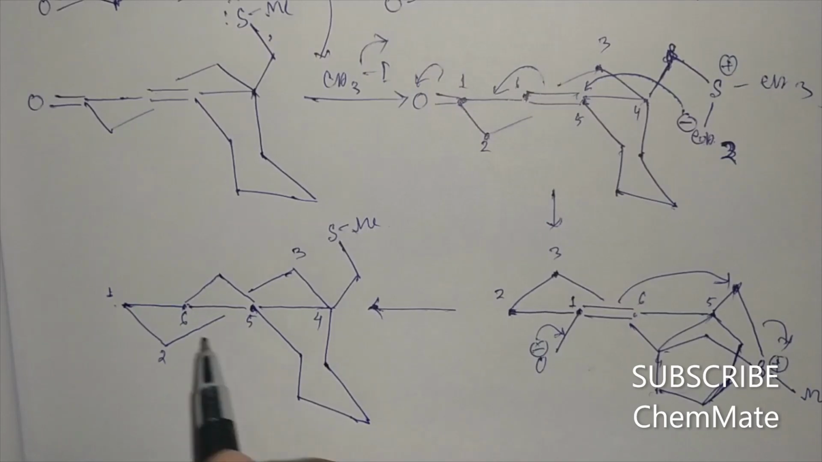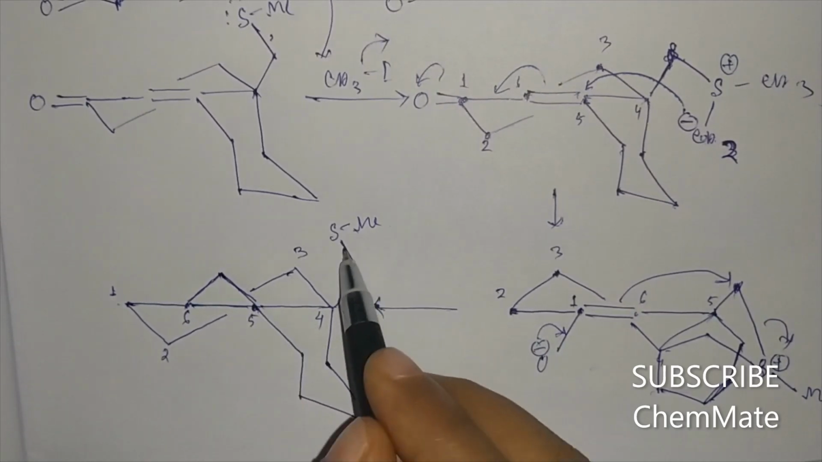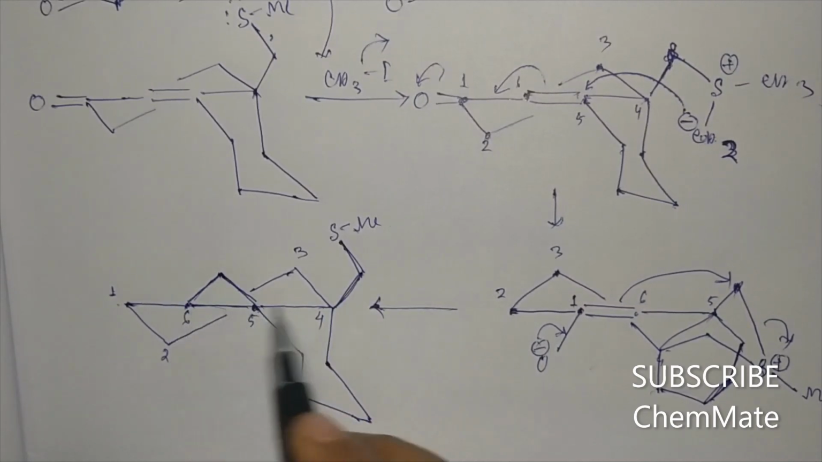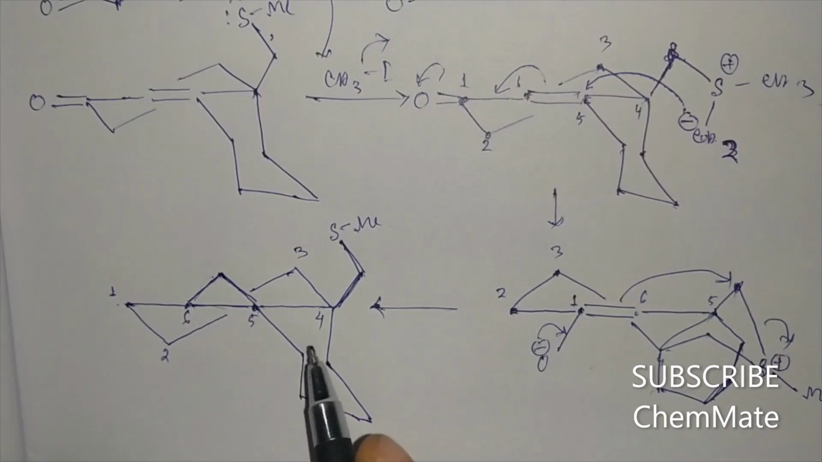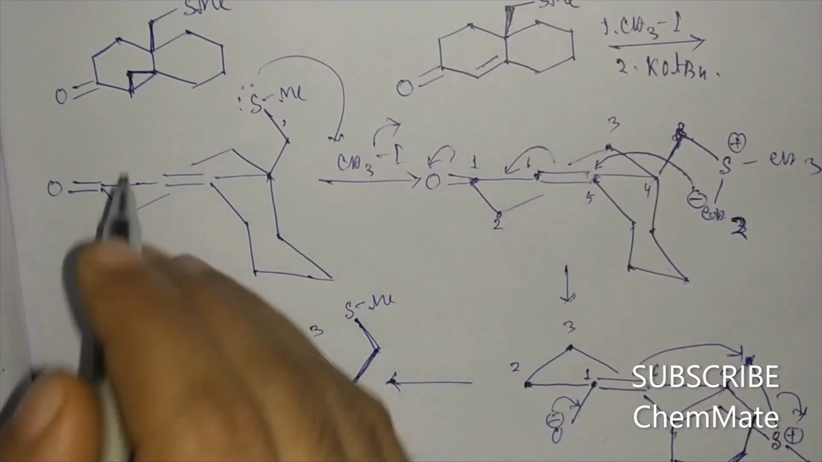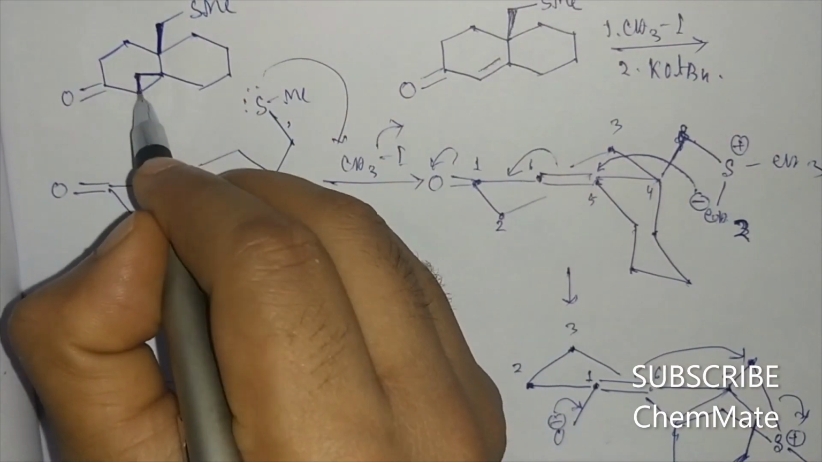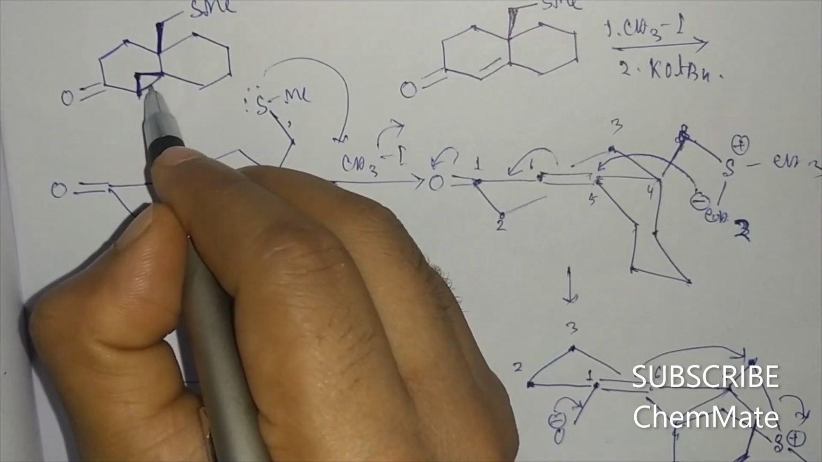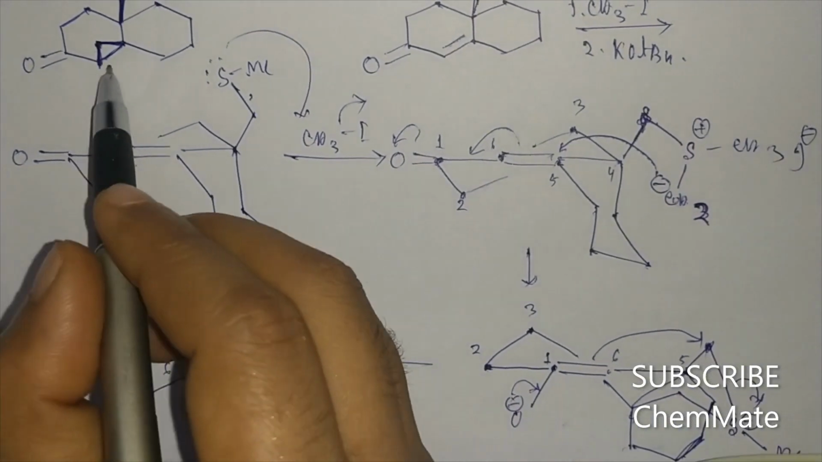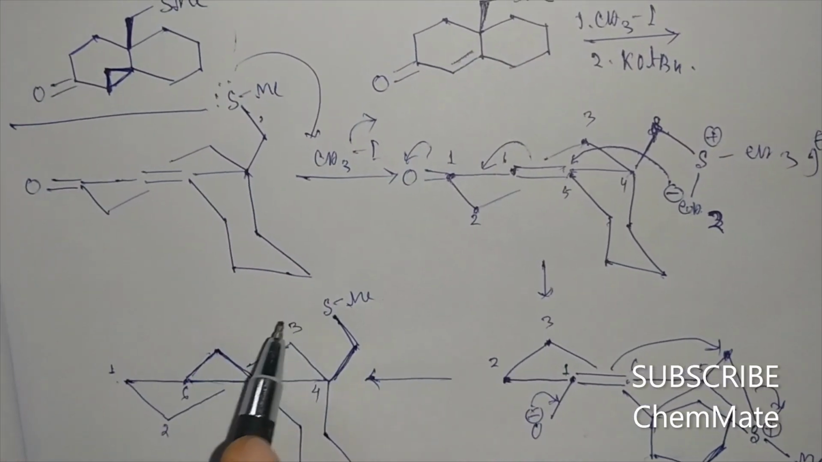Now you can see that this cyclopropyl ring and this SMe2 group are above the plane. So in our product, if the SMe2 group is above the plane, this cyclopropyl ring will be above the plane. So guys, this will be the relative stereochemistry of this product.